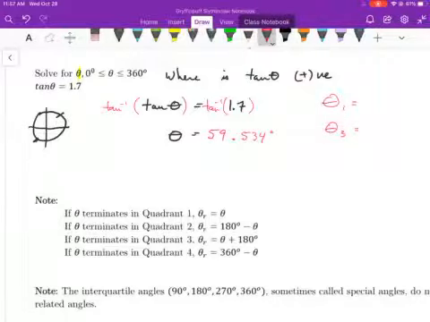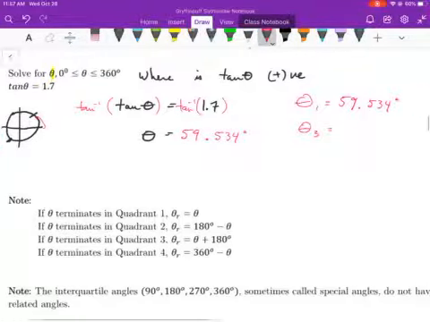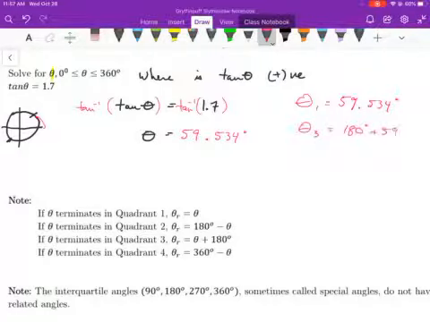So what's going on is that this is my theta 1 solution, my first quadrant solution. Now, what is my theta 3 solution? Well, how far is 59.534 away from the x-axis? Well, it is the same distance. So my theta 3 solution is going to be 180 degrees plus 59.53 degrees.